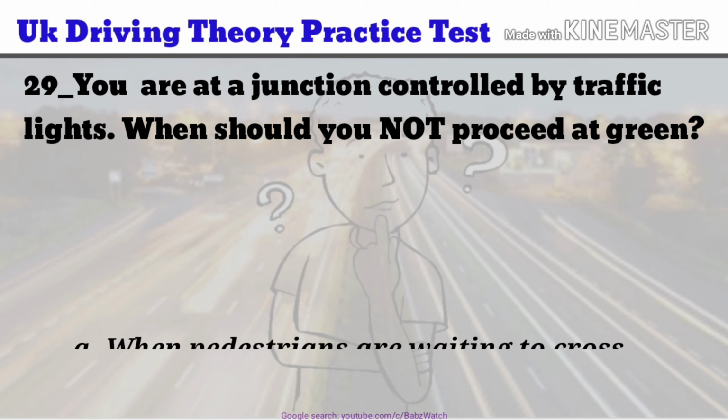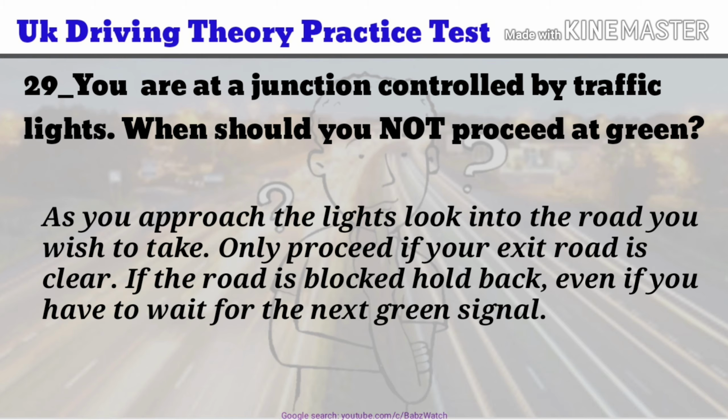The correct answer is B. When your exit from the junction is blocked. As you approach the lights, look into the road you wish to take. Only proceed if your exit road is clear. If the road is blocked, hold back, even if you have to wait for the next green signal.